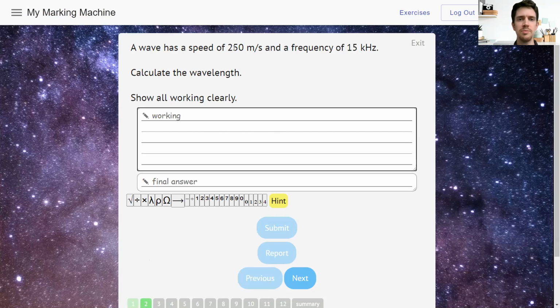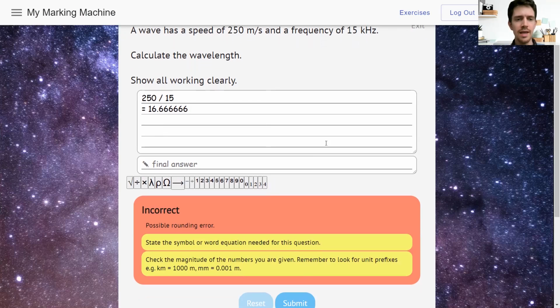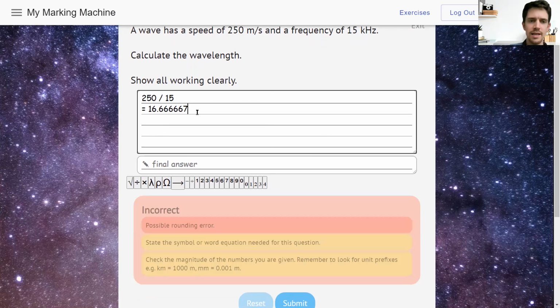So they've got a speed of 250 meters per second, a frequency of 15 kilohertz. Typically students might write something like this. So this would be an untrained student. And then I think it's something like 16.66 recurring. I'll put that in. And they instantly get some feedback. Possible rounding error, yes, check that. That should be 7. State the symbol or word equation needed for this question.